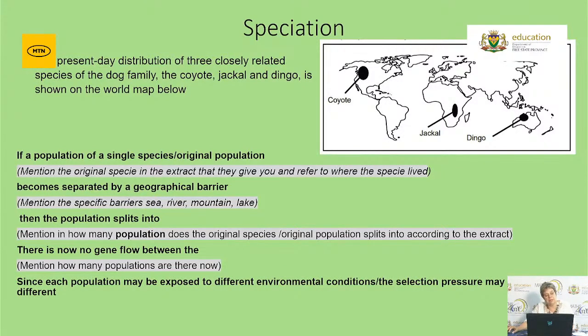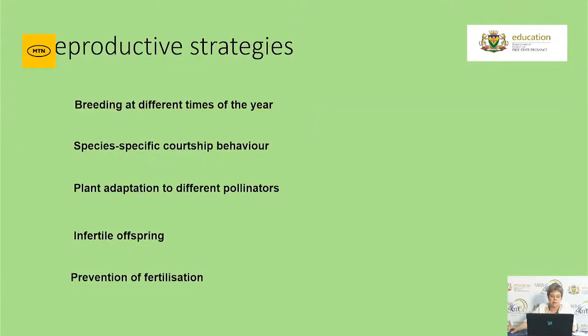But the opening statement is: if a population of a single species, the original population of the dog family, was separated by a geographical barrier, you name the geographical barrier. And for those 3 sentences, you will receive 1 mark. So it must be stated correctly. That is in speciation very, very important. All right.